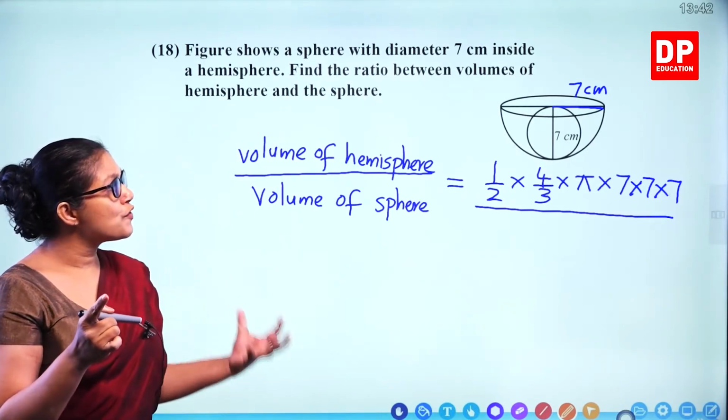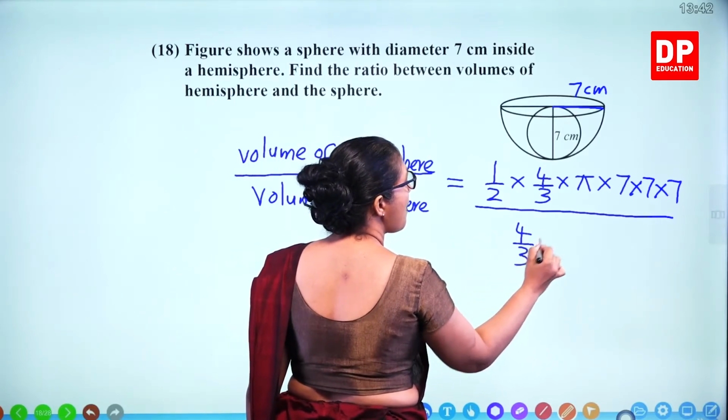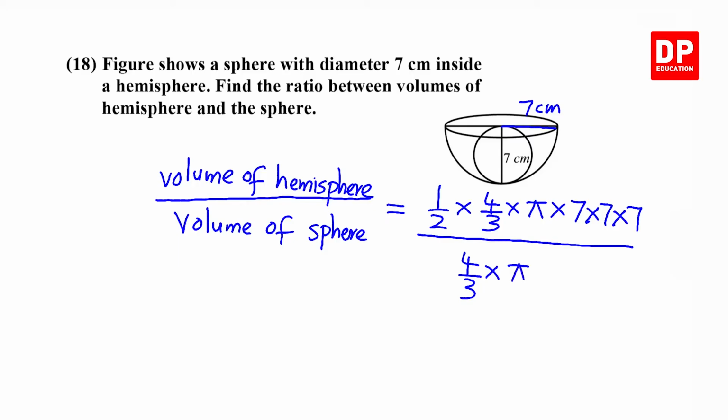What's the volume of sphere there? So you get 4 over 3 pi r cube. Now 7 is the diameter. So what's the radius? 7 over 2. 7 over 2, 7 over 2 and 7 over 2. Three times you have to multiply.